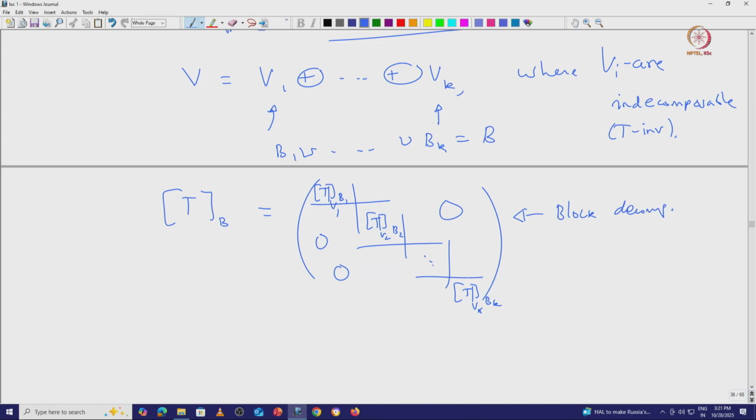Now this allows you to focus on the individual blocks, and if you are able to get some nicer things about the individual block, then we will get nice things about the general linear transformation T. This is something we will achieve by the Jordan canonical form. I will discuss this further in the next class. I will stop here. Thanks.